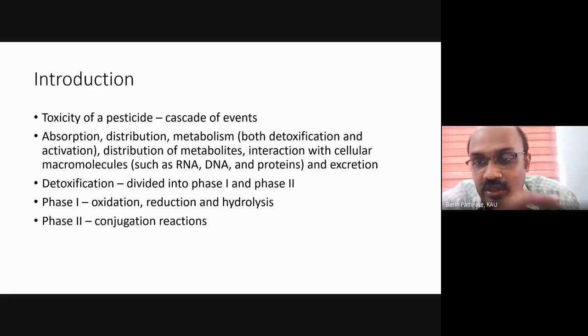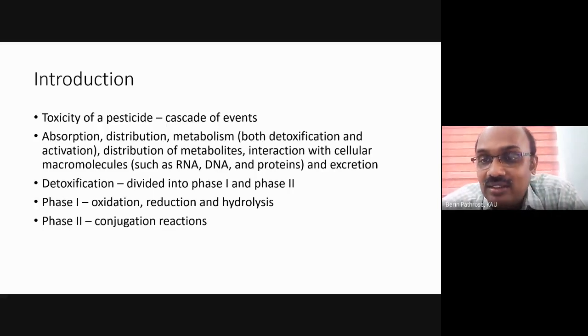So the first step in the toxicity of any pesticide is its absorption. If it is a respiratory poison, it has to be absorbed through the spiracles, through the respiratory system. So the first step in the metabolism, or the activity of a pesticide in an insect, is absorption of the pesticide.